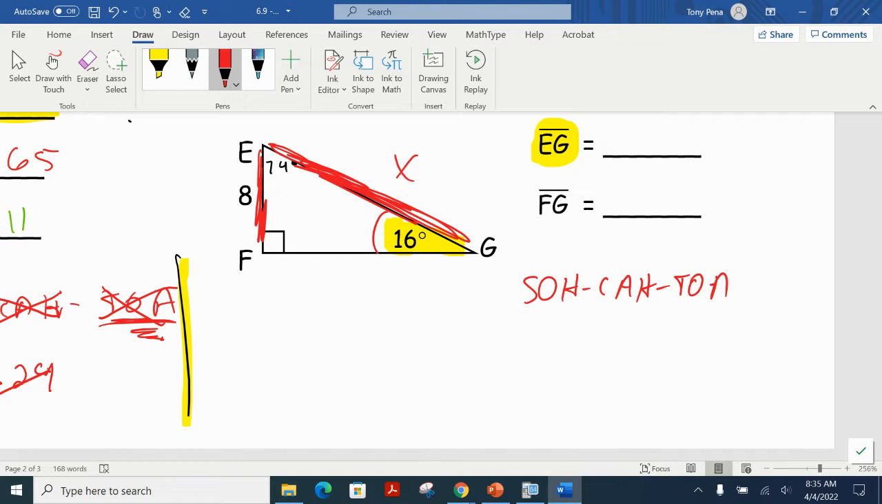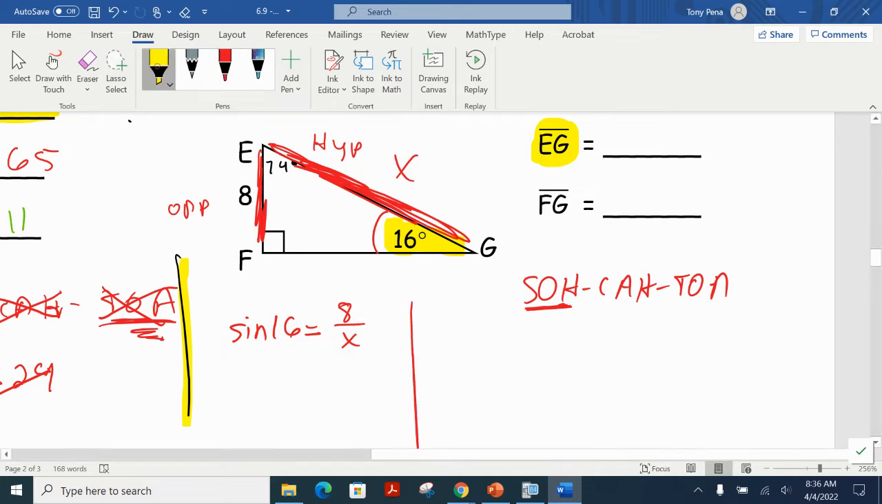If this is 16, don't we know the opposite side and the hypotenuse of this angle? So the opposite side and the hypotenuse is the sine. So that is why he set up the sine of angle 16 is equal to 8 is the opposite side, and the hypotenuse would have been an X. Okay? Now, if you use 74, because I saw two people trying to use a 74, 100% okay.